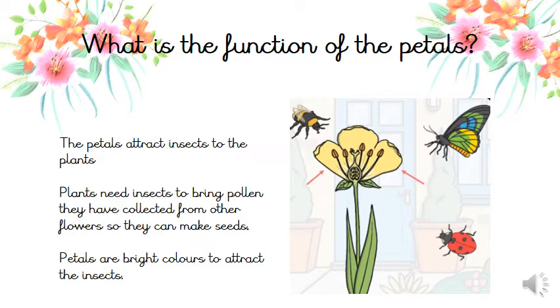Petals are bright colours to help attract the insects. The insects or the butterfly will be flying around and say, oh, that's a lovely, nice yellow flower. I'm going to go and investigate. And ladybirds, they drink the nectar, which is like the sweet liquid inside the flower.